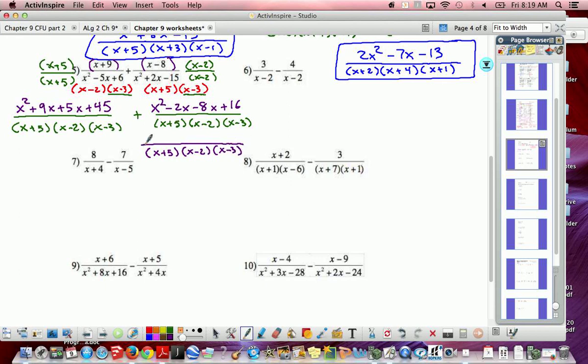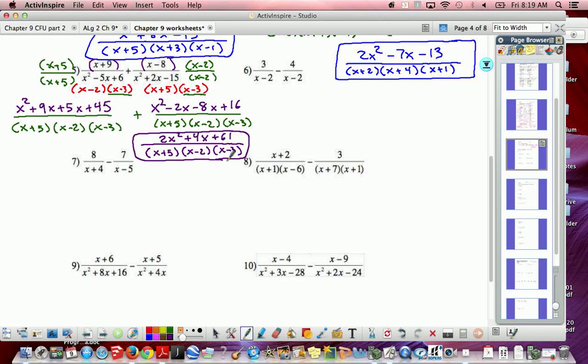Now I need to combine my like terms. So x squared and x squared is 2x squared. 9, 5 is 14, minus 2 makes 12, minus 8 makes just 4x. 45 and 16 give me 61.